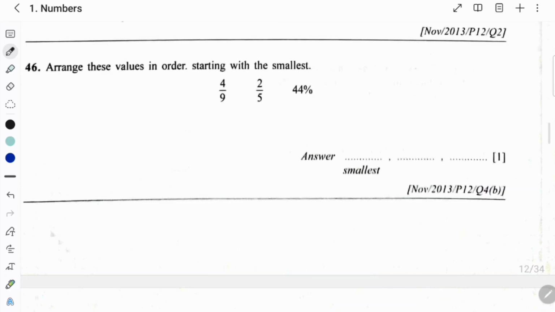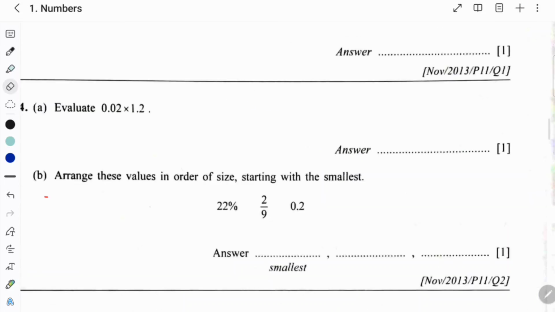All right. Now this question, 1 mark question. Okay, arrange these values in order of size starting with the smallest. 22%, 2 over 9 and 0.2. Okay, so this question comes first. 22% means 22 over 100, that is 0.22.